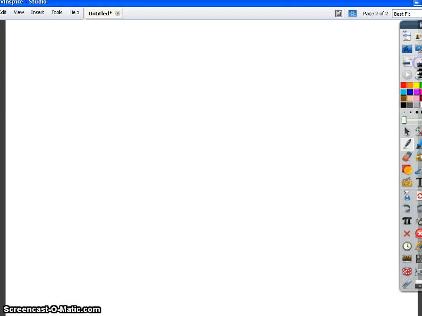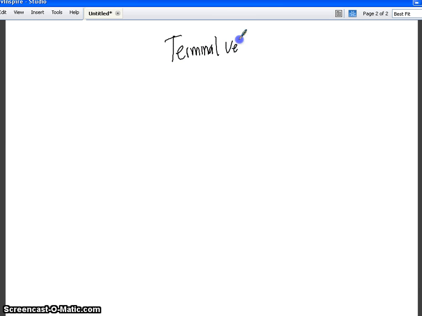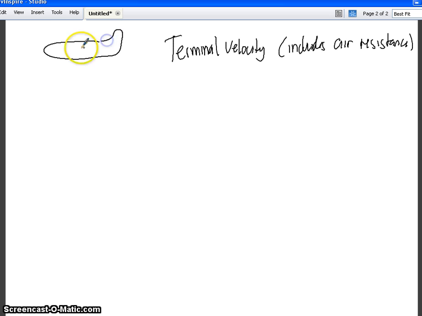So, moving on, we have this thing called terminal velocity. Terminal velocity basically includes air resistance, okay? So if we take a skydiver jumping out of a plane, there's a door right here, and this person jumps out of the plane.